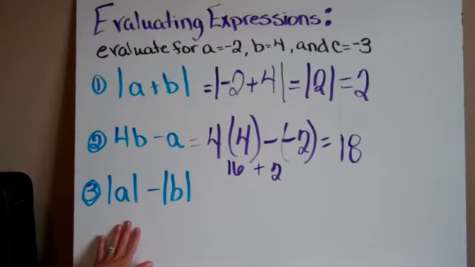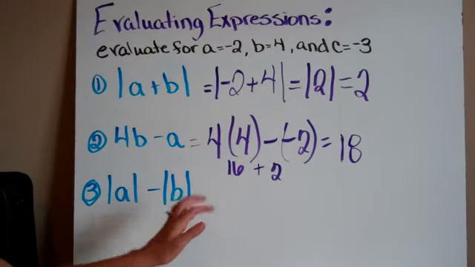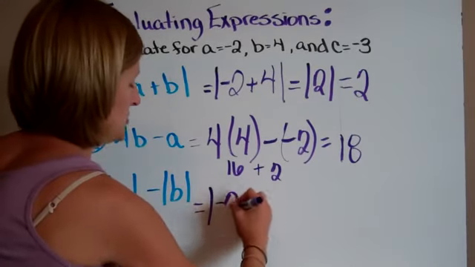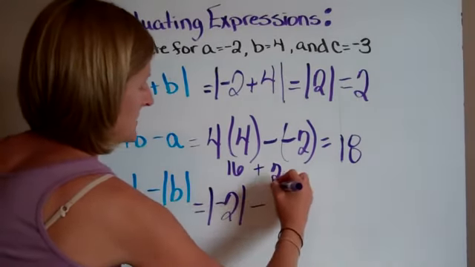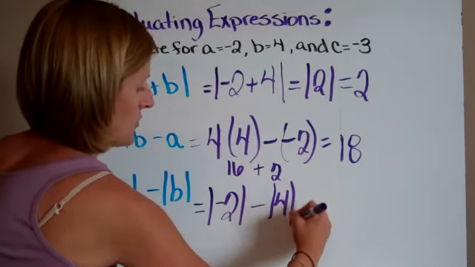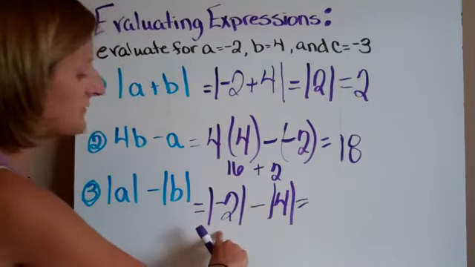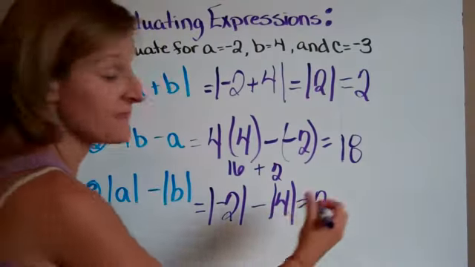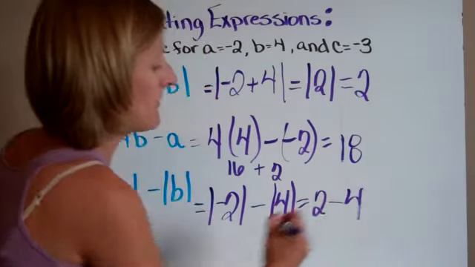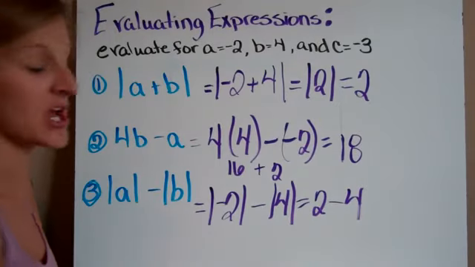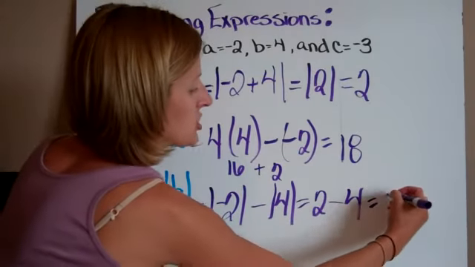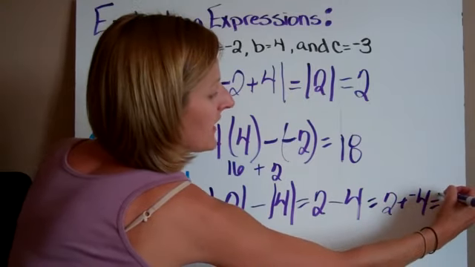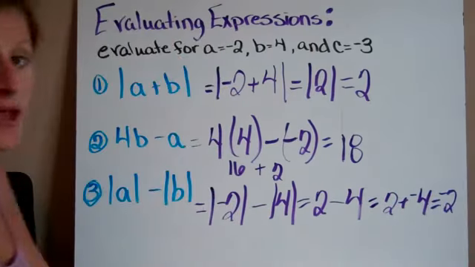This last one, absolute value of a minus absolute value of b. So absolute value of negative 2 minus the absolute value of 4. Now, the absolute value of negative 2 is 2. Absolute value of 4 is 4. So now I have 2 minus 4. Keep, change, change. So I get 2 plus negative 4, and 2 plus negative 4 is going to be negative 2.